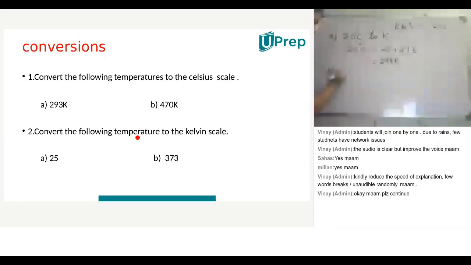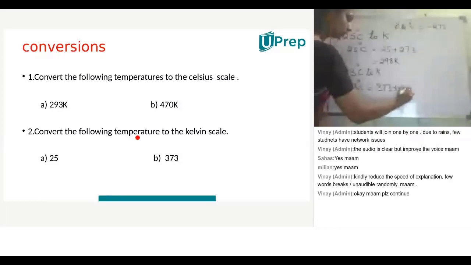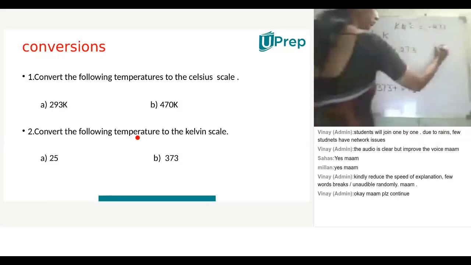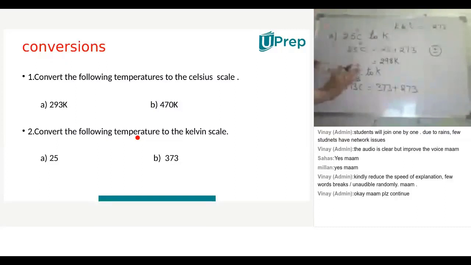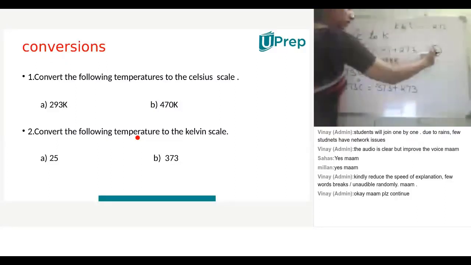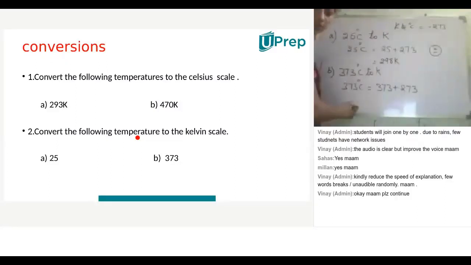Next one, 373 degrees Celsius to Kelvin. That means 373 degrees Celsius is equal to 373 plus 273. Here, whether you write plus or minus first, it doesn't matter. You will get the required answer only, so mention whether it is plus or minus when you get the answer. So what is the answer here? 646 Kelvin.